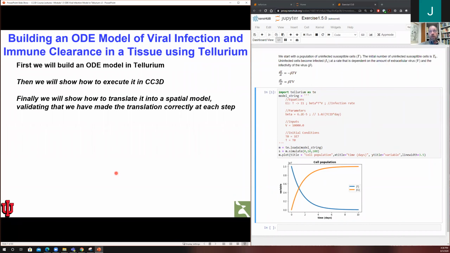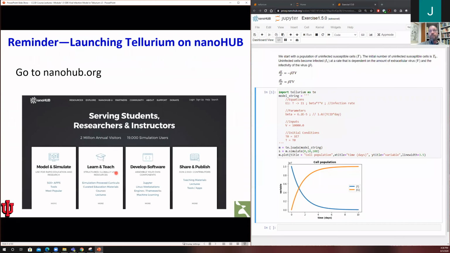Okay, so we're going to start out by building a model in Tellurium. I hope that some of you have been able to do this last week, but again, I want to be clear that we're going to go through everything step by step here. So even if you didn't take Herbert's class last time, I hope you'll be able to catch up with that too. So the first thing we're going to do is launch Tellurium on nanoHUB. I think you're used to launching things on nanoHUB.